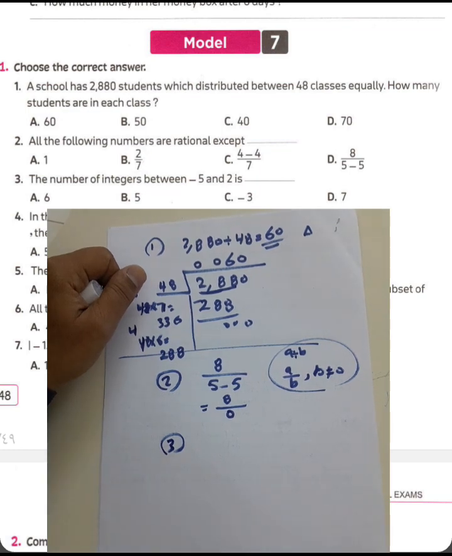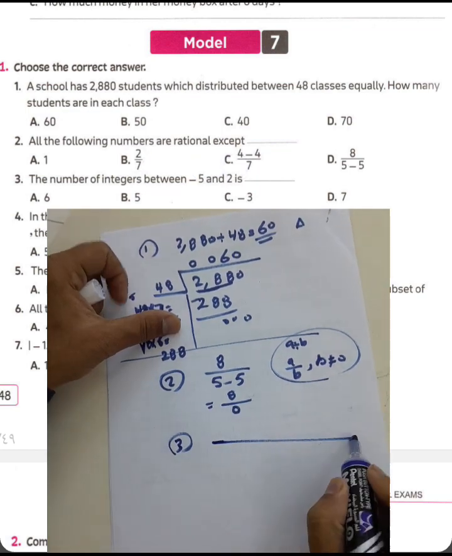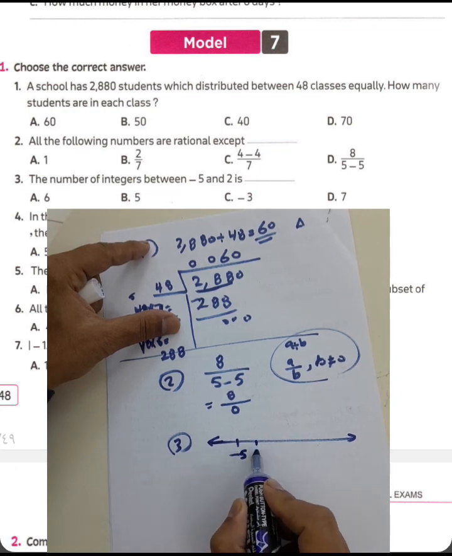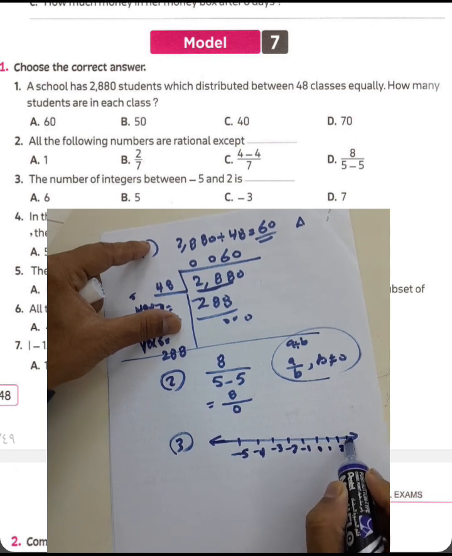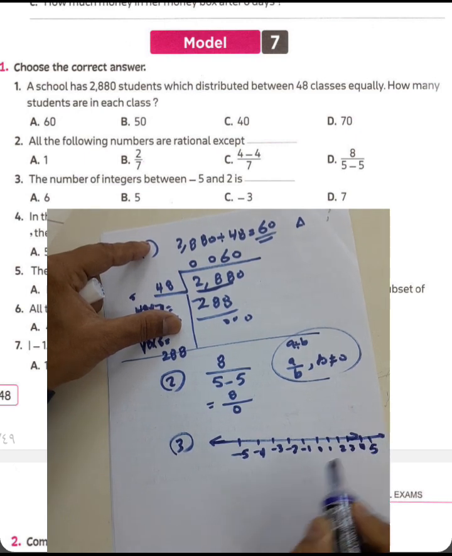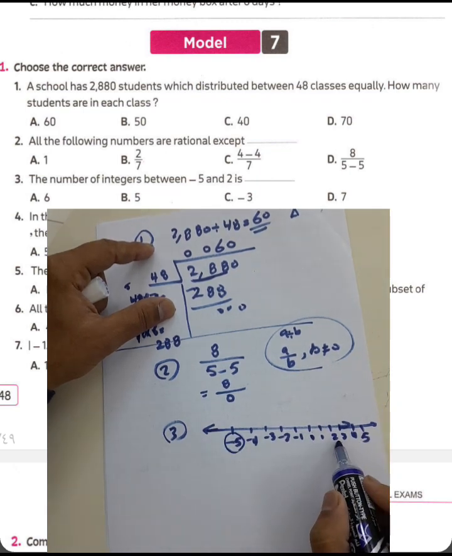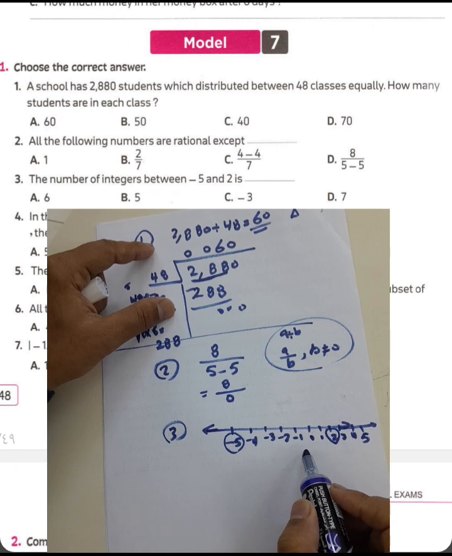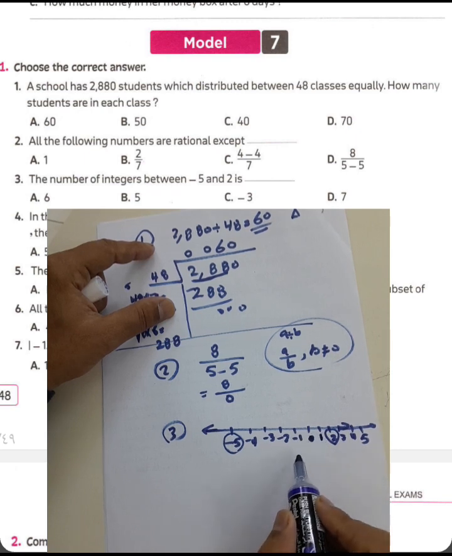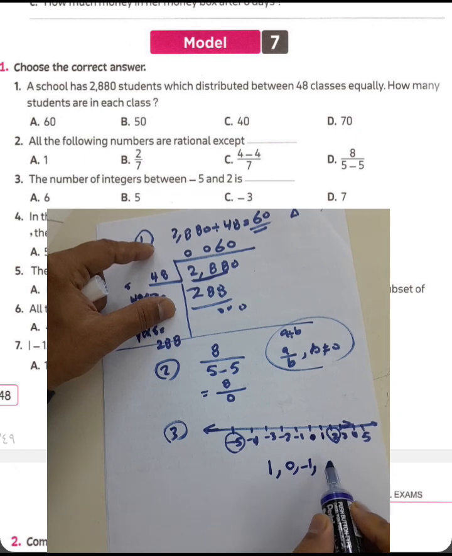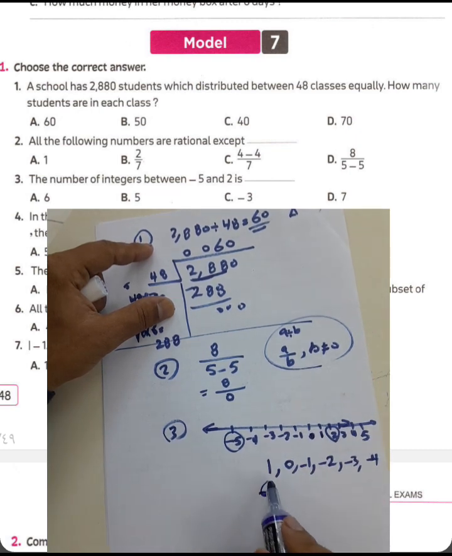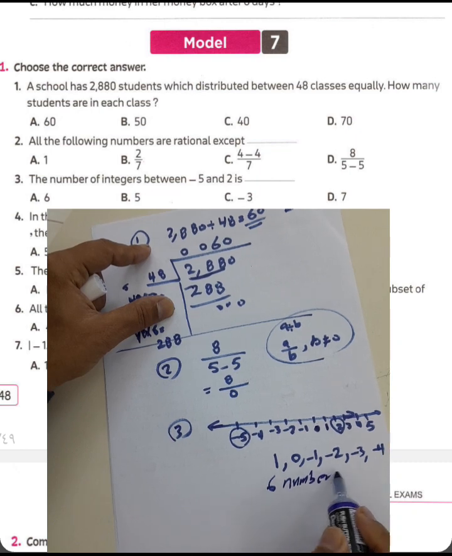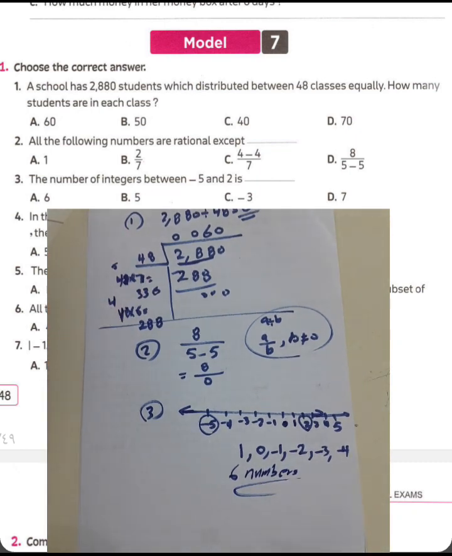Question number 3. The number of integers between -5 and 2. We have here -5, -4, -3, -2, -1, 0, 1, 2. Count with me from -5 to this number 2. We have here -1, 0, 1. Count with me. We have 1, 0, -1, -2, -3, -4. 1, 2, 3, 4, 5. 1, 2, 3, 4, 5, 6. 6 numbers.